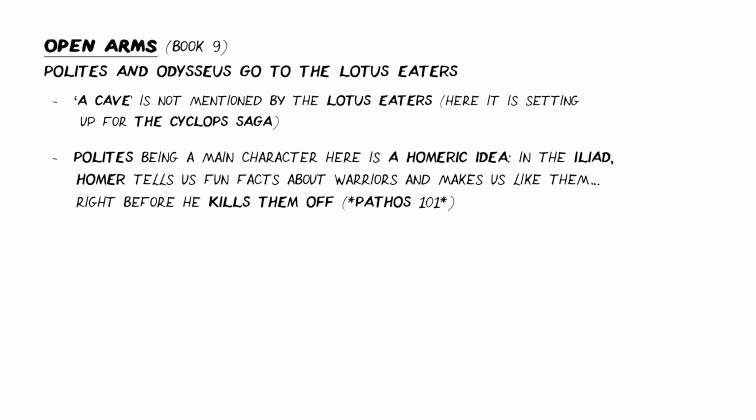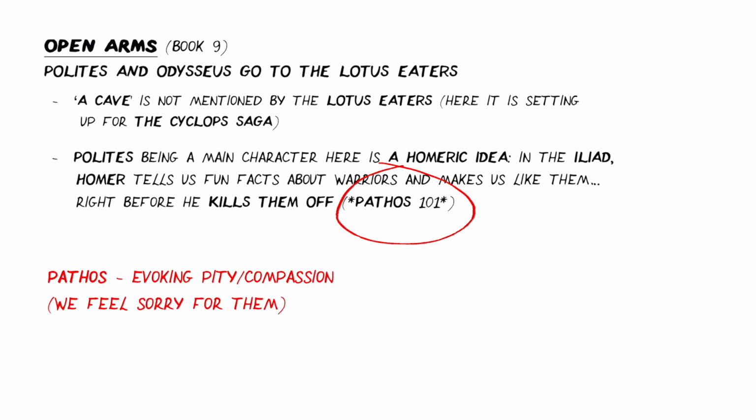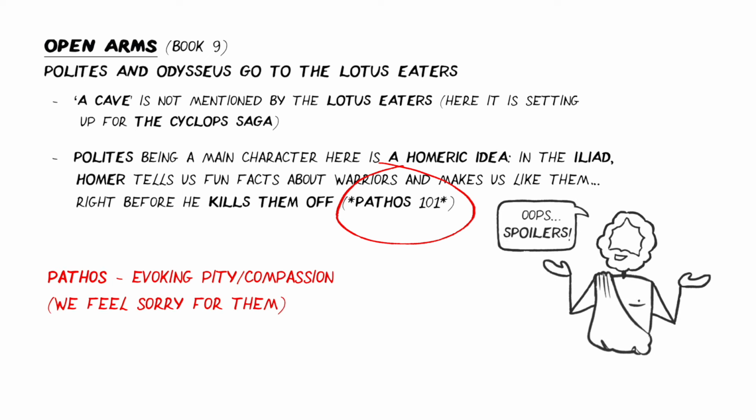In the Iliad especially, Homer tells us fun facts about warriors and their home lives and how good they are and their family and makes us like them and then kills them, right? That might be a spoiler. Don't get too attached to Polites if you haven't listened yet.